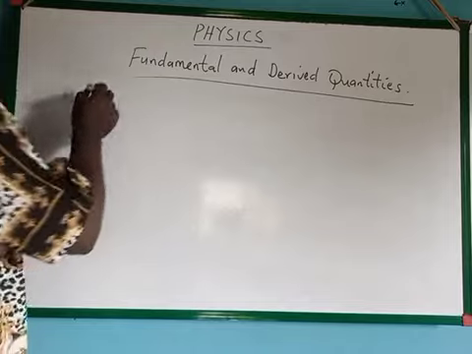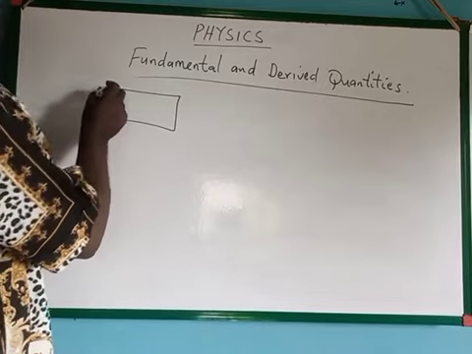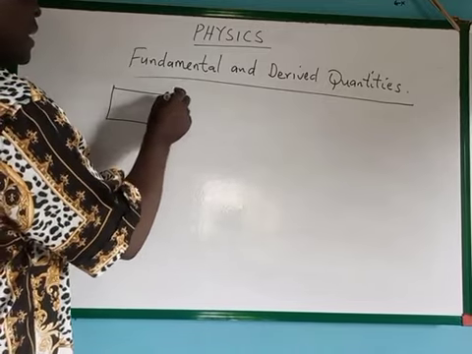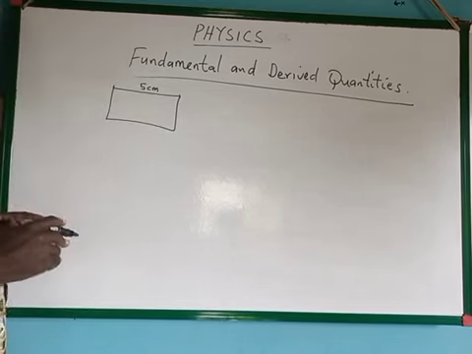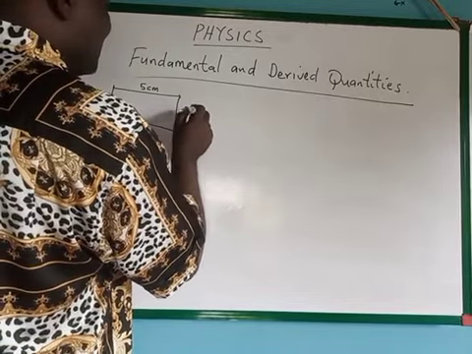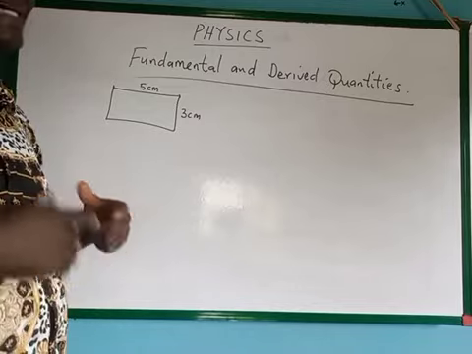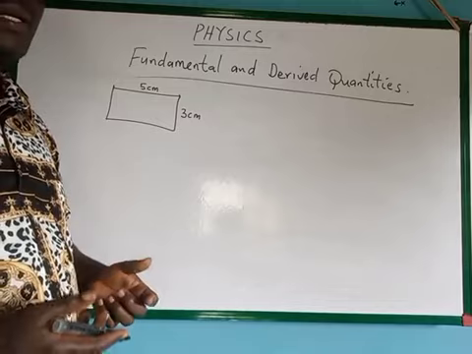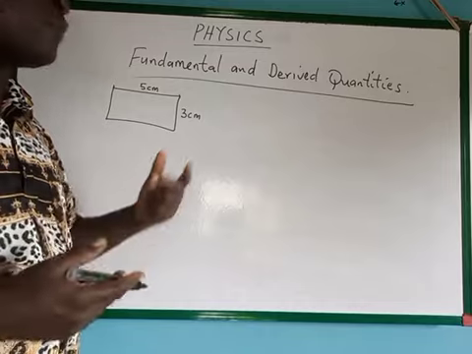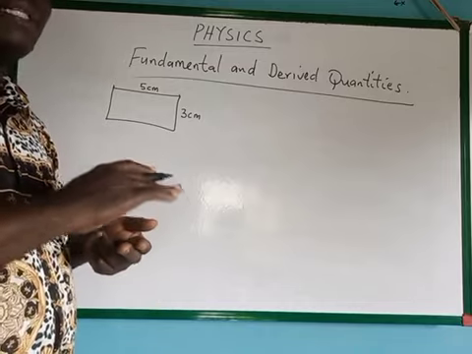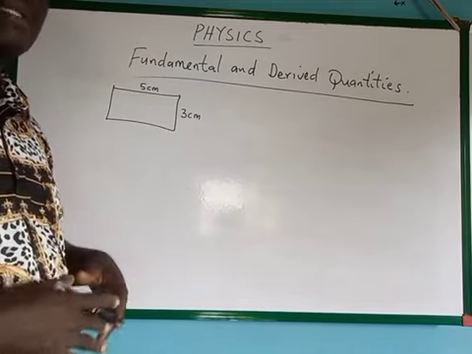Take for instance, if I have a rectangle and I want to measure the length, once I put my ruler here and I measure to this end, if I get 5 centimeters for instance, this becomes my fundamental quantity. Then if I measure from here to here and I get 3 centimeters, it becomes my fundamental quantity. Because it does not have anything to do with calculating before getting it. It does not have anything to do with calculation or bringing them together before getting it. So it becomes the primary, the fundamental, the basic, the first that I get from measurements.